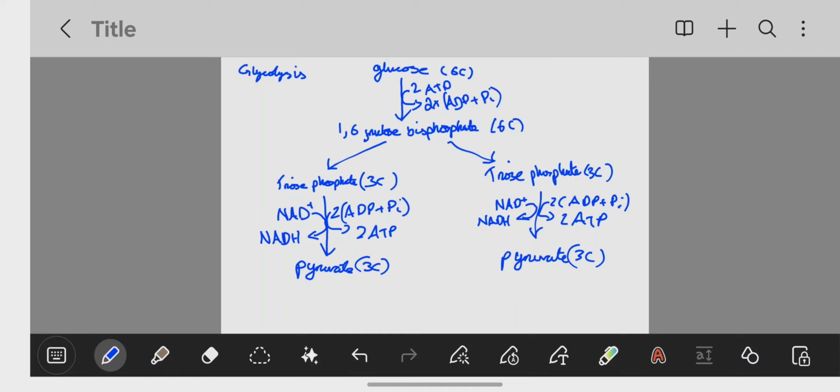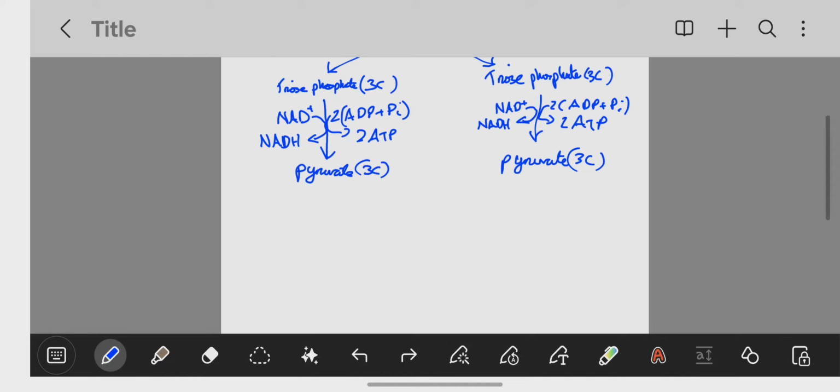However, we have 2 molecules of triphosphate, so the net gain would be 2 ATP plus 2 ATP minus 2 ATP, because we've used ATP here. So from glycolysis, we've gained a net of 2 ATP molecules, and we've also produced 2 molecules of NADH, reduced NAD, because per glucose molecule we're producing 2 molecules of triphosphate and 2 molecules of pyruvate. So per molecule of glucose, in glycolysis we have gained 2 molecules of ATP and 2 molecules of reduced NAD, which are coenzymes.